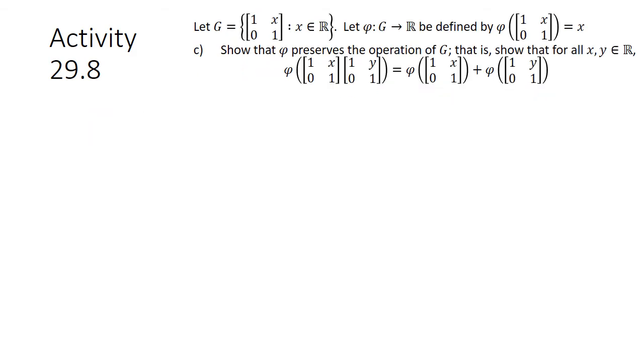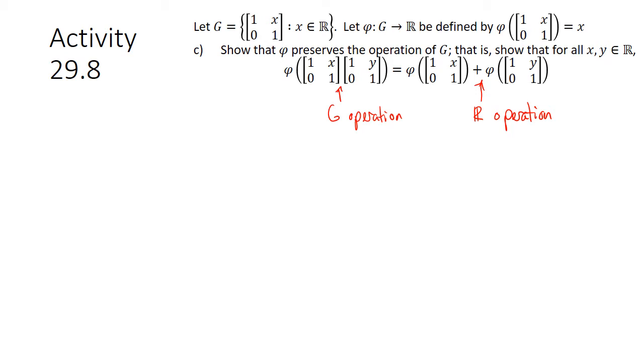Okay, and then finally show that phi preserves the operation of G, that is, show that for all x and y in the real numbers, phi of two elements from G multiplied together like that equals the sum of their images. So over here, this is the G operation, and then over on the right hand side, this is the real numbers operation. And regardless of whether it's multiplication or addition, you always do the operation for G inside of the parentheses for phi on the left, and then on the right you do the operation for the other group outside of phi.